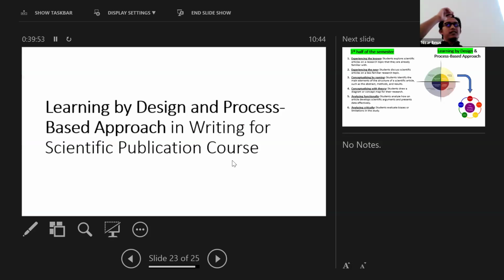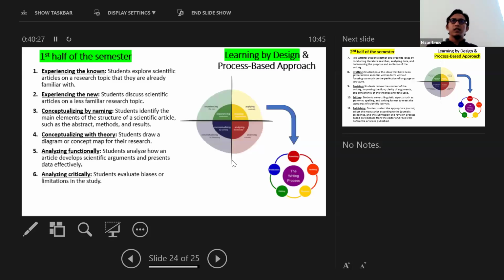Okay, this is the part where I, along with Pana, agreed to implement this framework in our next semester course. Next semester, in semester 4, there will be a newly created course called Writing for Scientific Publication. And I, along with Pana, have discussed that we are going to implement the framework, also combining it with a process-based approach in our course. So this is how it looks.